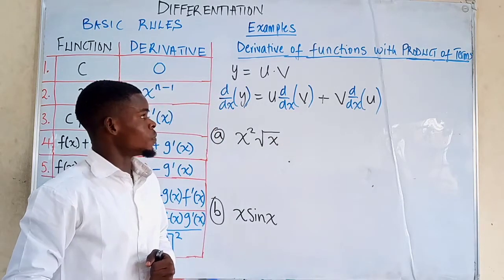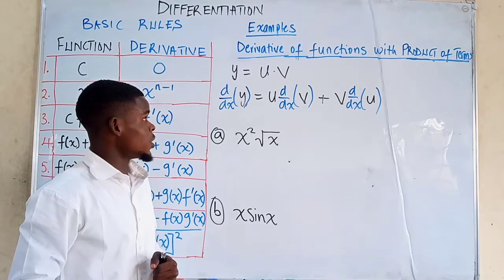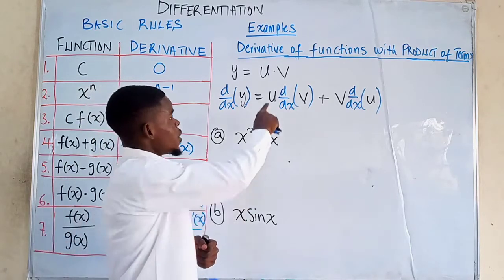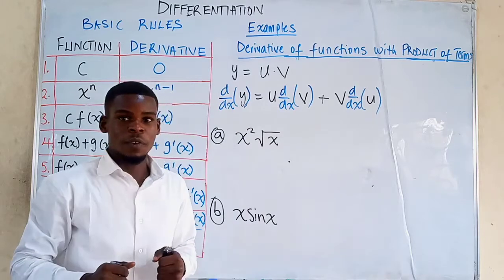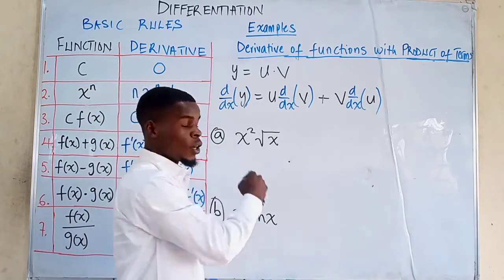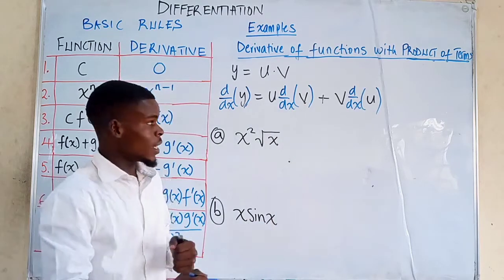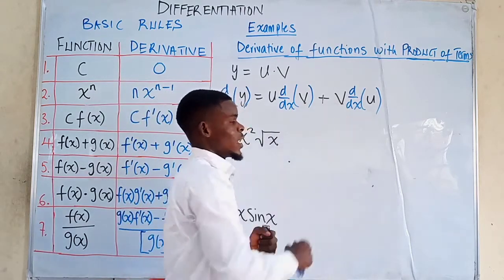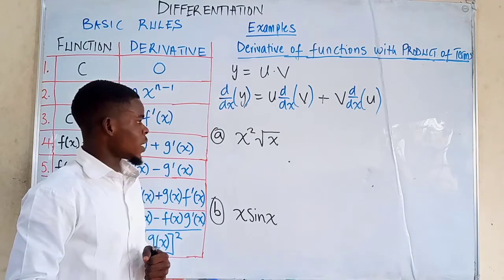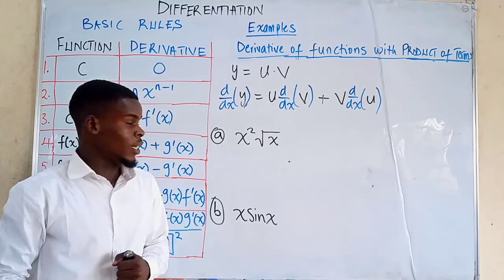So this one is non-distributive, that is to say, we do not have the derivative of the product to be the product of the derivatives. Rather, we differentiate one at a time. We keep the first function, we differentiate the second one, and then add it with, we keep the second one and differentiate the first one. Anyway, let's apply this in these two examples and see how we deal with it.